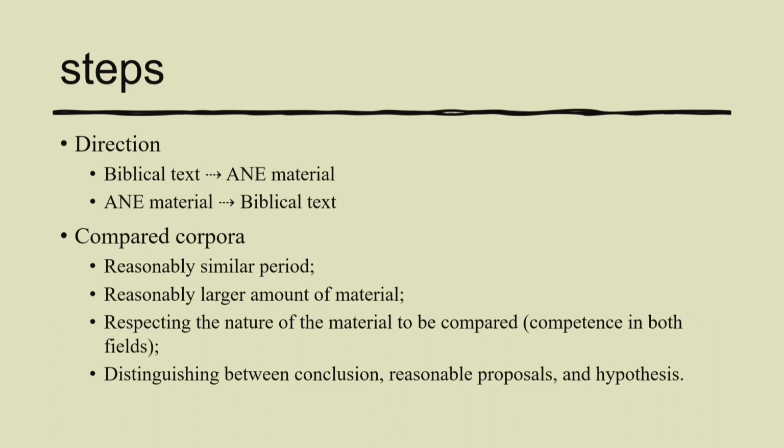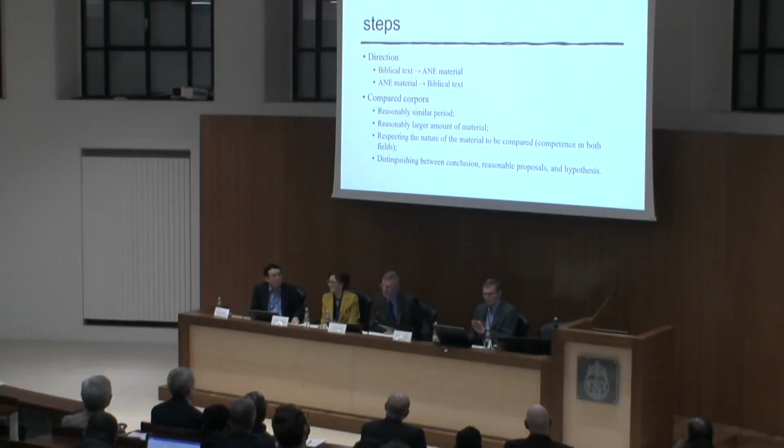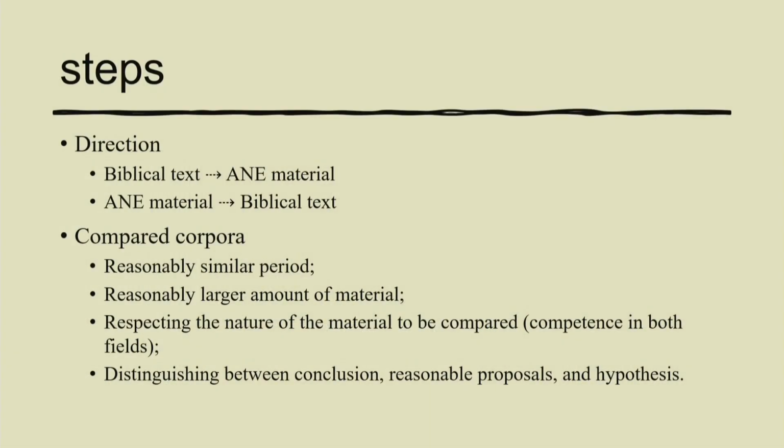Then we have to compare corpora which might be from a reasonably similar period, as I have done, a reasonably larger amount of material, respecting the nature of the material to be compared, and distinguishing between conclusion, reasonable proposal, and hypothesis. So this is what we can say: this is a reasonable conclusion, this is a proposal, and this is a pure hypothesis I cannot prove. For example, the ethnic composition is a pure hypothesis. That the Yahwistic reform was limited only to certain regions of Judah is a reasonable proposal, but we would need much more data to really confirm it.